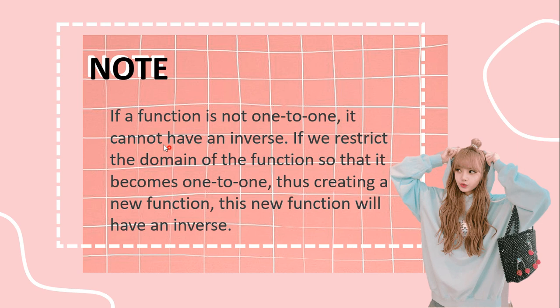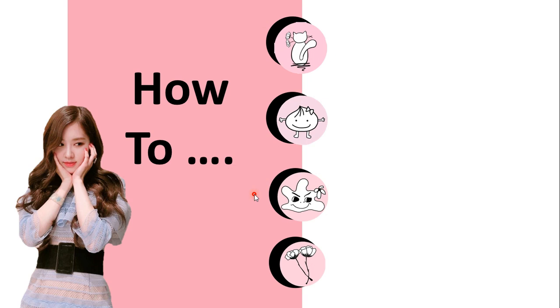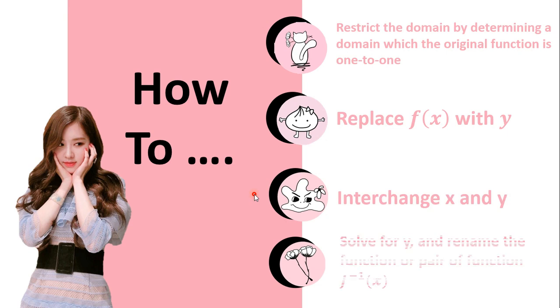Okay? So, tandaan lang po natin mga anak na if a function is not one-to-one, it cannot have an inverse. Okay? So, for us to have an inverse for those function that is not a one-to-one, we will be restricting the domain of the function so that it becomes one-to-one po. Okay? Kasi we will be creating a new function and then we will be getting this new function an inverse function. Okay, so ganun po yung gagawin natin ngayon. Okay? Let's proceed on the steps on how we're going to get the inverse function of a function that is not one-to-one po.